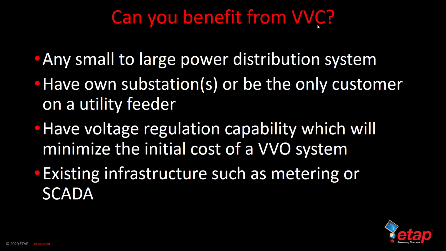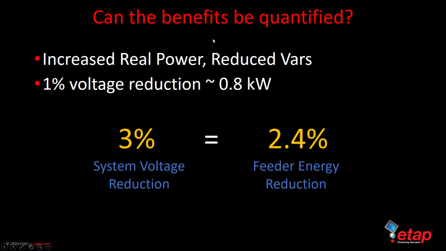So can you really benefit from volt-var control? Any small to large power distribution system can benefit from volt-var control. If you have your own substation or you are the only customer on the utility feeder, you are definitely a good candidate for volt-var control. If you have voltage regulation capability, which will minimize the initial cost of a volt-var control or optimization system, or if you have existing infrastructure such as metering or SCADA, you can again definitely benefit from a volt-var optimization or control strategy. You do not have to be necessarily a utility power distribution system to take advantage of volt-var optimization or volt-var control. So how do you quantify the benefits?